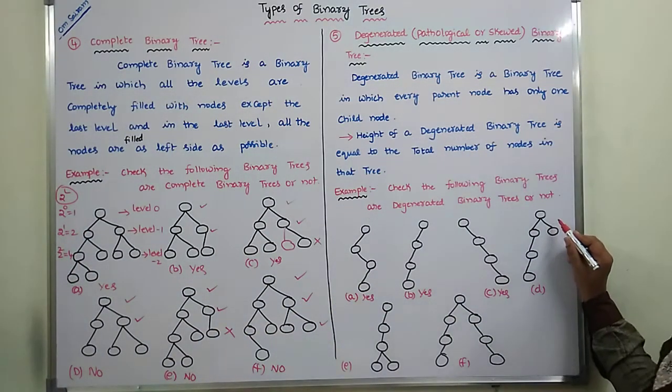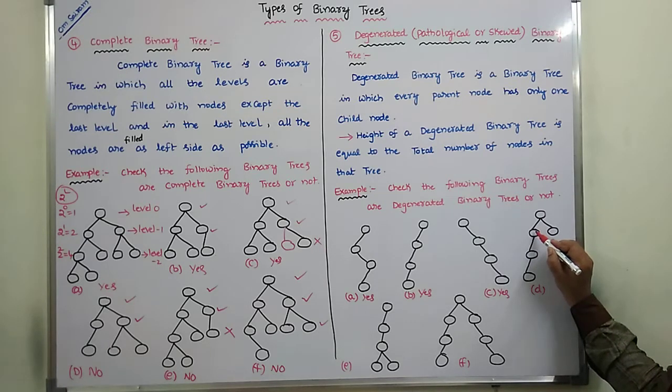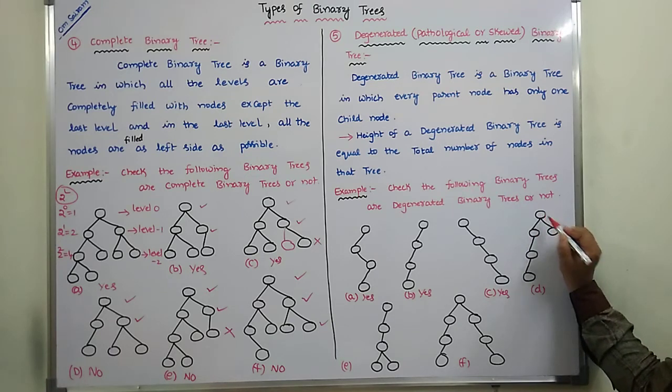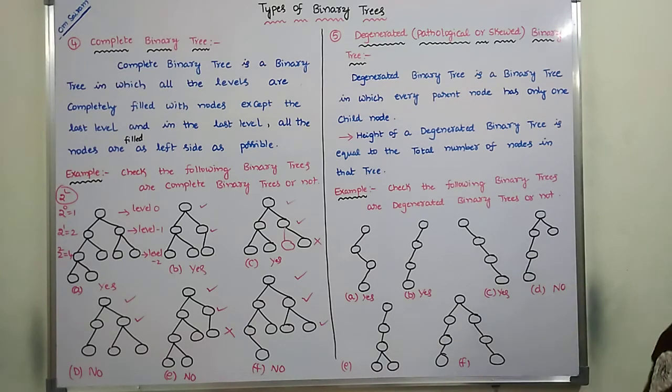Now consider this one. For this node, this is the parent. It has only one child. For this node, this is the parent. It has only one child. For this node, this is the parent. It has two children, one left child and another right child. So because of that reason, it is not a degenerated binary tree.